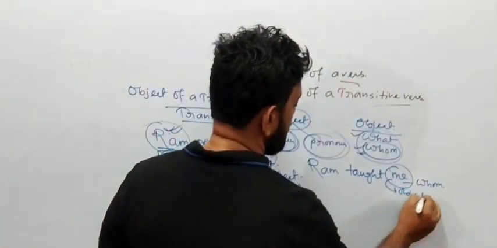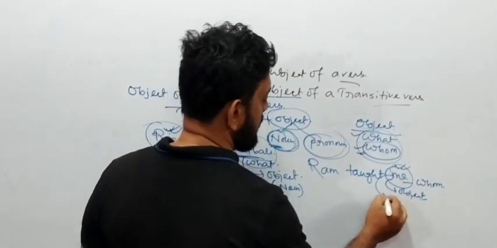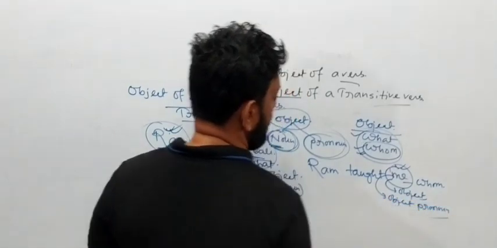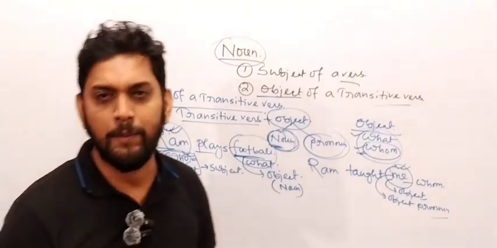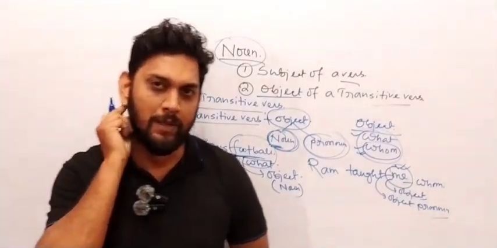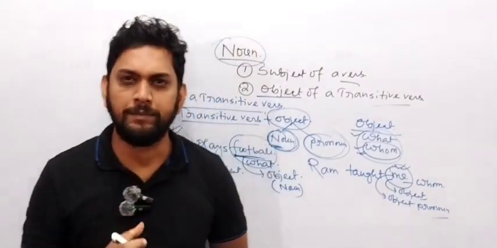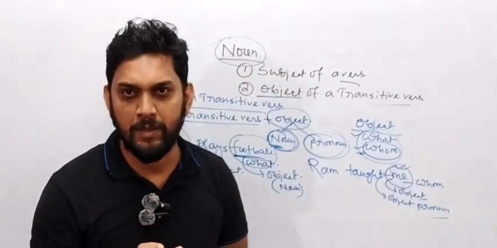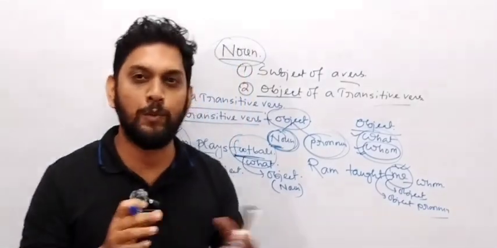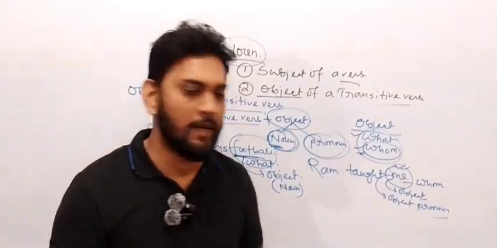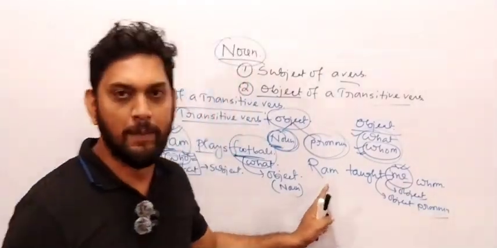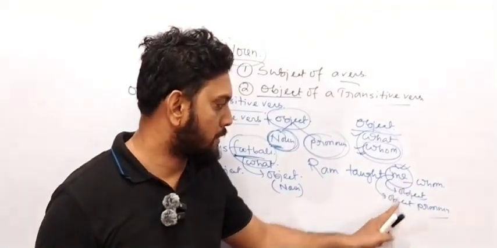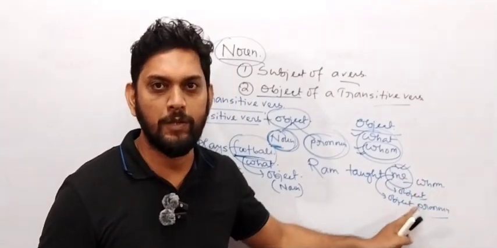And this object is known as an object pronoun. When we study pronouns, we have to understand how a noun is used as a subjective case and an objective case. When the noun is used as a subjective case, we call it the subject. In "Ram taught me," the subjective case is the noun Ram, and the objective case is the pronoun me. So we have written here object pronoun.